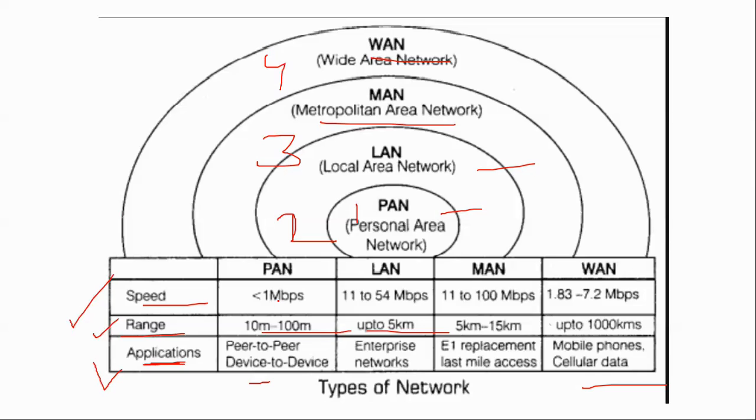But at the same time, we cannot ignore networks such as PAN, CAN, and SAN. So we have studied 6 types of networks, that is PAN, LAN, MAN, WAN, and apart from that CAN and SAN. CAN is a campus area network. Speed or range is not important there; you have to understand it is in the form of a campus. And SAN is used for storage. So that you have to remember.